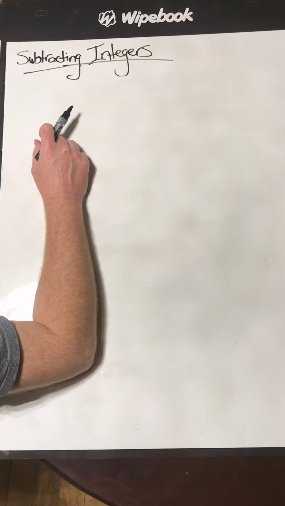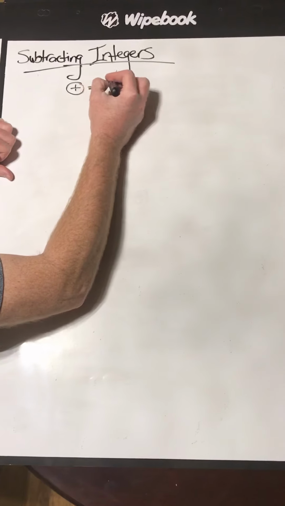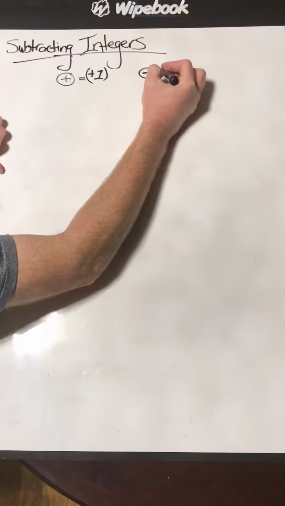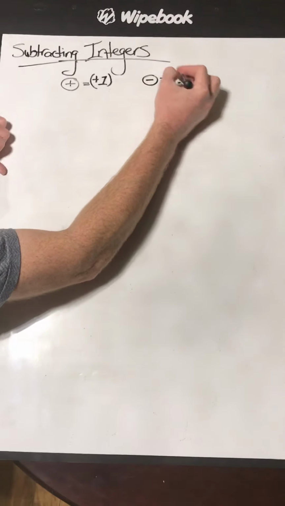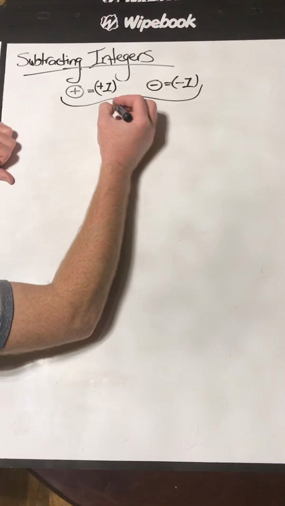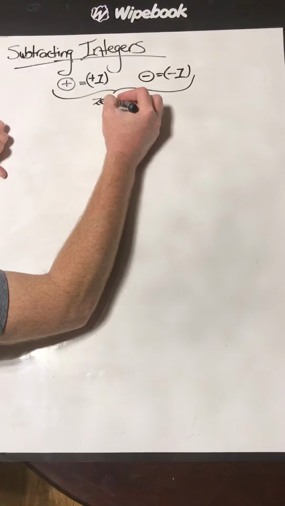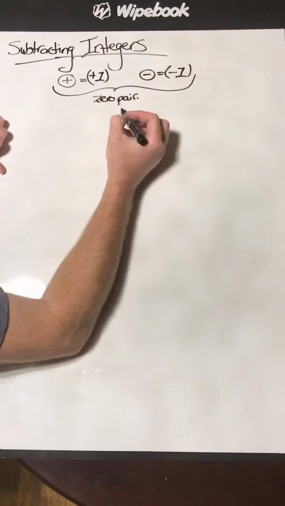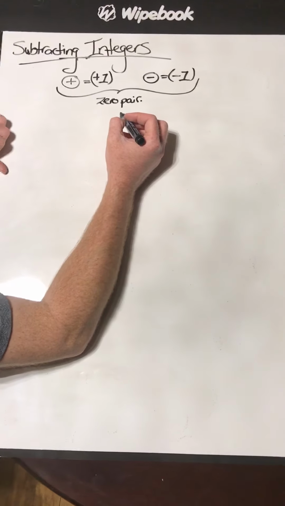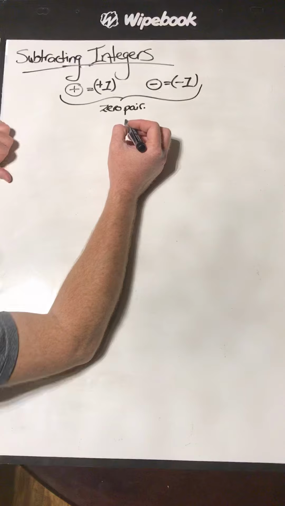And again, just before we get too far, we want to focus on that a positive tile looks something like that, is equal to positive 1. And a negative tile looks like that, is equal to negative 1. And if we combine those together, we have created something that we call the zero pair. Okay, so we're going to be using that again today when we're subtracting integers. So I just wanted to review that.